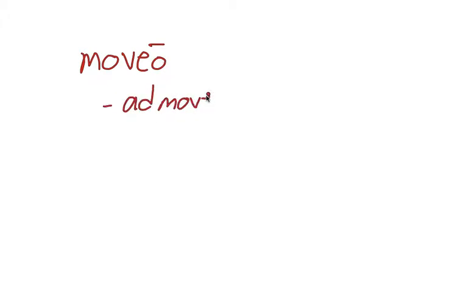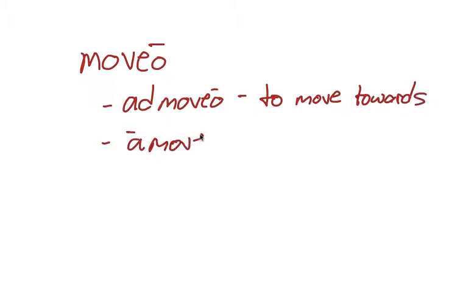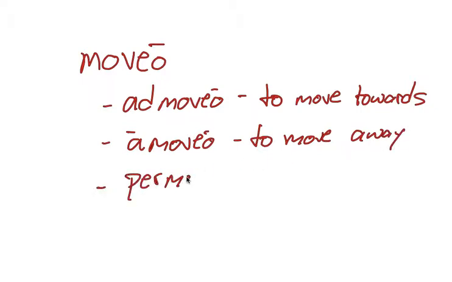Let's use the verb moveo. Okay, moveo, to move. Okay, so we have admoveo, which, as you can imagine, means to move towards or to move to. Amoveo, to move away. Permoveo, which means to move through.